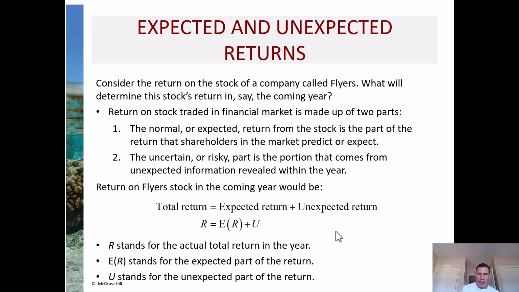Return on stock traded in the financial market is really made up of two parts. So we have the normal or the expected return from the stock, which is the part of the return that shareholders in the market predict or expect. And then number two, the uncertain or risky part is the portion that comes from unexpected information revealed within the year. So the total return on the Flyers stock in the coming year is simply the expected return plus the unexpected return, where R stands for the actual total return in the year, ER stands for the expected return, and then U stands for the unexpected part.